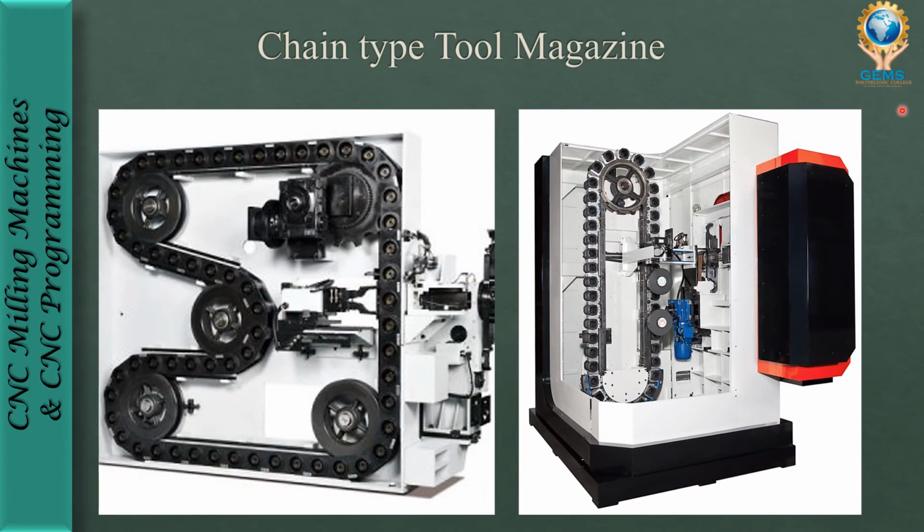You can see this is a chain type tool magazine. It can hold more than 30 tools. This is one model of a chain type tool magazine.